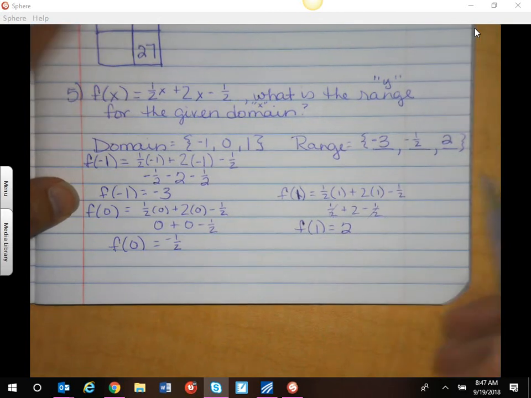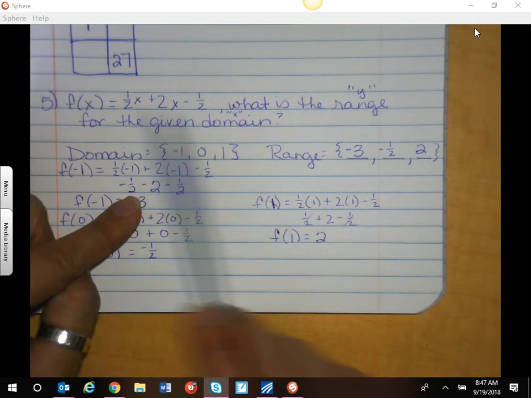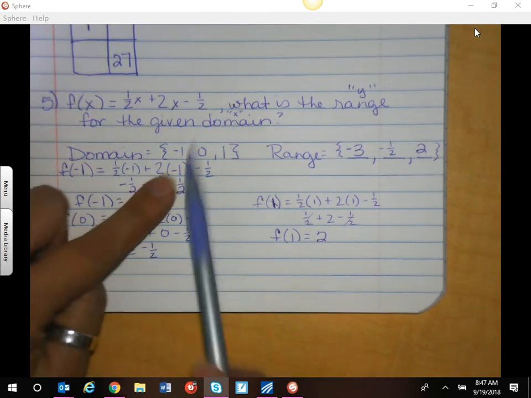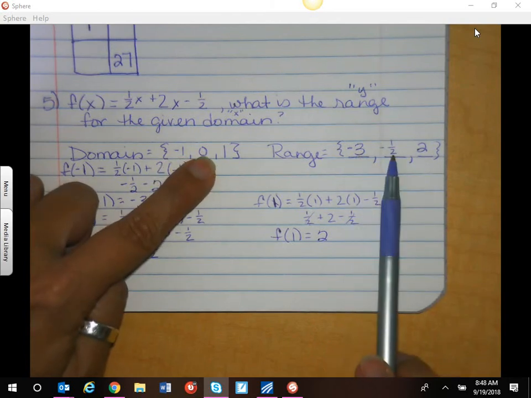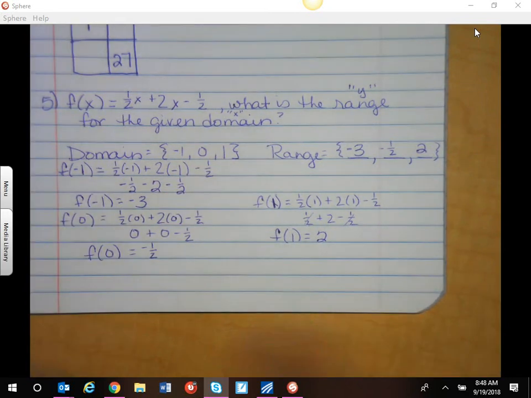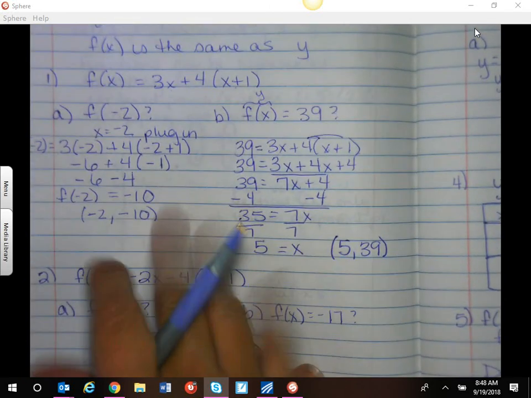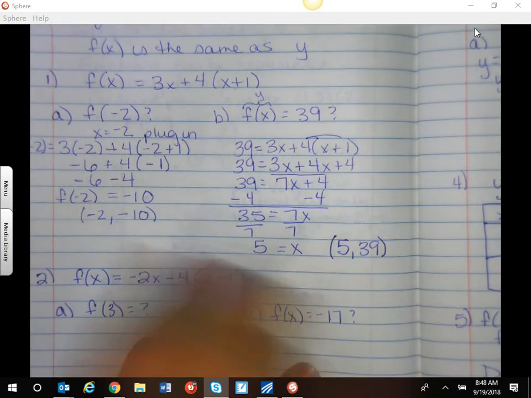Now what this is saying is, again, these are just our coordinate points. If we graph this equation on a coordinate plane, we would have on the line (-1, -3), (0, -1/2), and (1, 2). So in class, you're going to practice this, where it's going to look a lot like this first example where I give you f of something, or I tell you f of x equals, and you need to solve that.